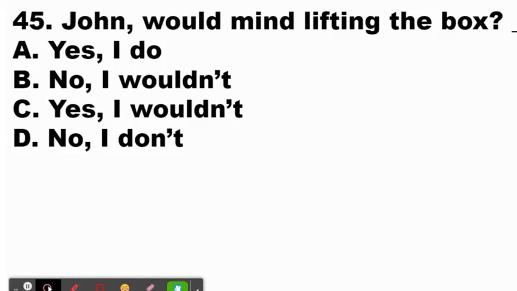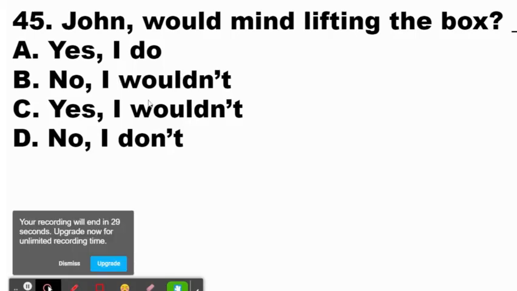Well, the correct option is the correct response. A, yes, I do. B, no, I wouldn't. C, yes, I wouldn't. D, no, I wouldn't. Now, you see, when you are saying no, you are saying no, I wouldn't. Would you mind? I wouldn't. So the correct option is B, no, I wouldn't.